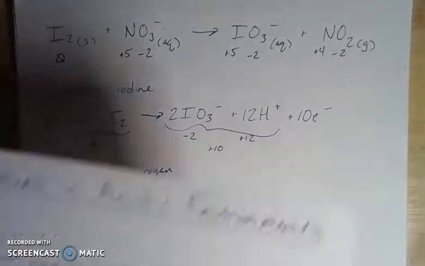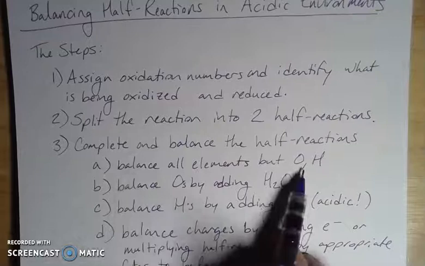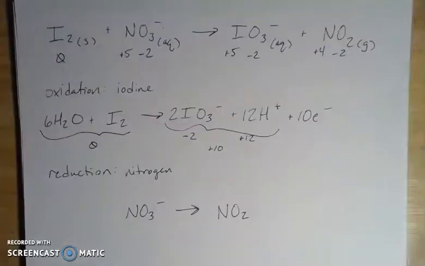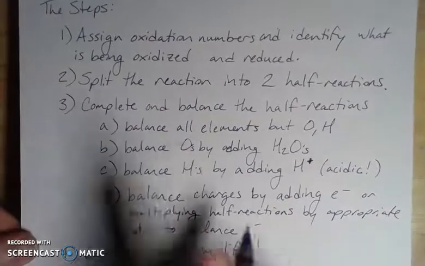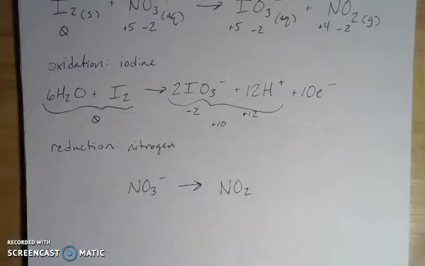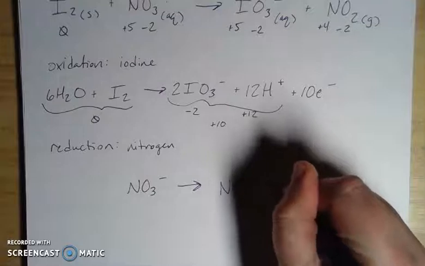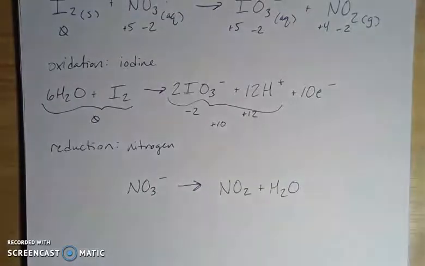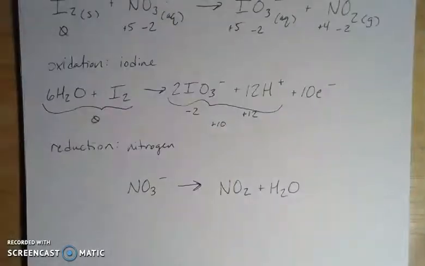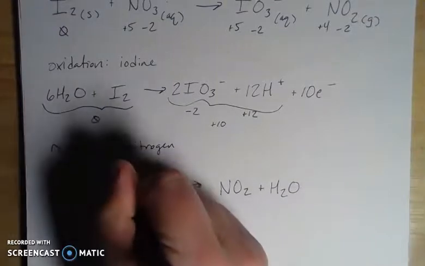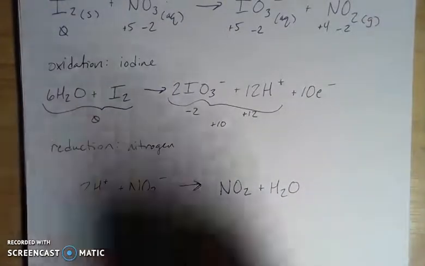Now our first step again is to balance all of the elements except for oxygen and hydrogen. So that would be our nitrogen. It's 1 and 1, so we're already good to go. So that's a good step. Now our next step is to add the oxygens to balance those out. I have 3 on one side but only 2 on the other, so I need to add a water to this side to give me more oxygen. Now I have 3 total. Now my next step is to balance the hydrogens by adding H+ to both sides. I have 2 hydrogens on this side, so I need 2 H+ on this side.